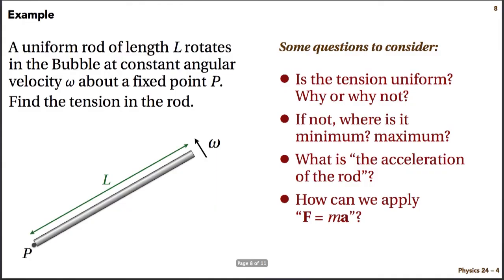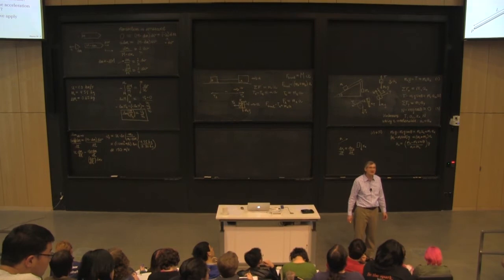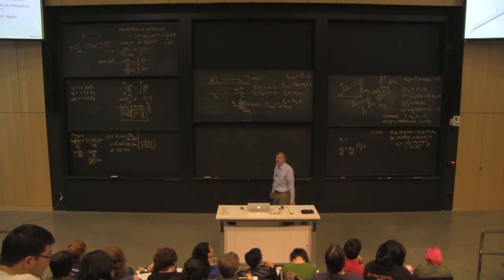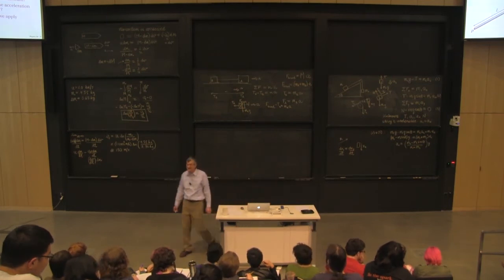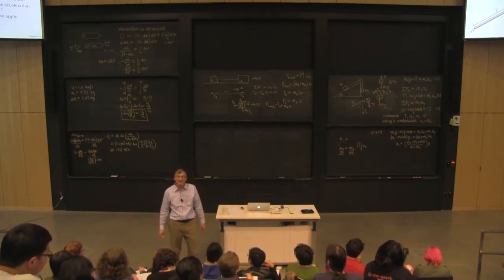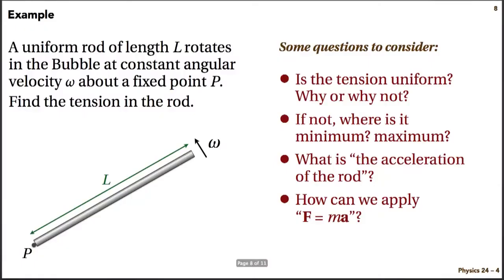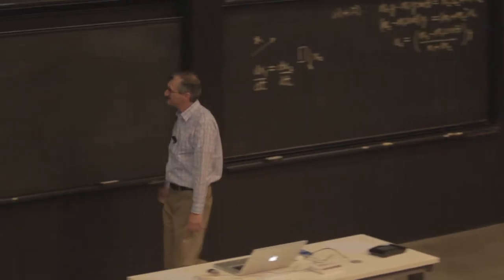Okay? Is the force then uniform throughout the rod? Does it have to be the same everywhere along the rod? Think about extreme cases like the ends. What must be true about the force on the right end? It's going to have to pull in. The outer end is moving faster.